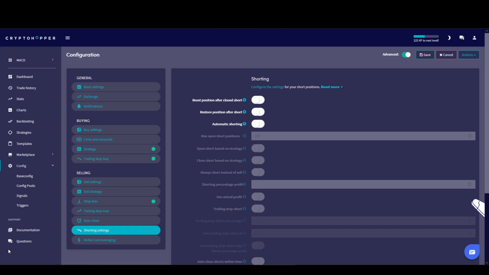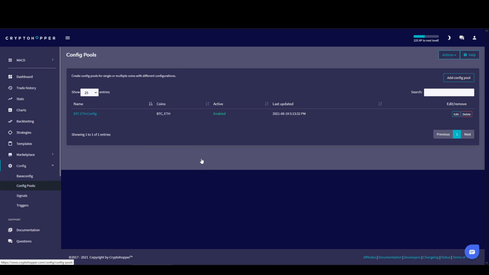Also, before I forget, there are two coins, Ethereum and Bitcoin, for which we need to modify the strategy a little bit. Once you set up your configuration, go to config pool and create a special configuration for BTC and Ethereum. Because they are the two biggest coins, their market cap is very high, so their movement is a little bit lower compared to other coins. So we just need to change this.